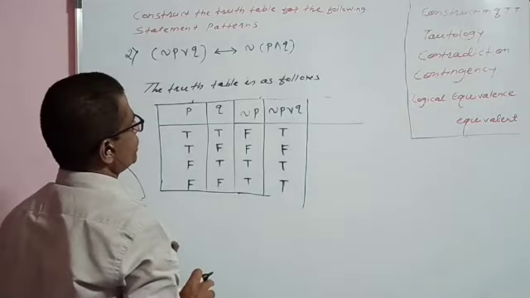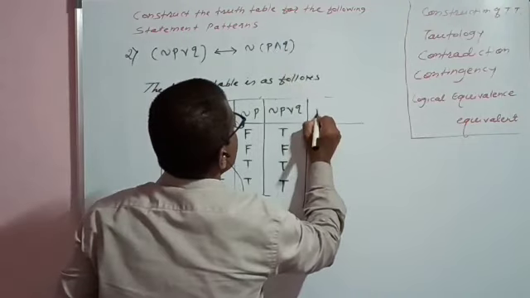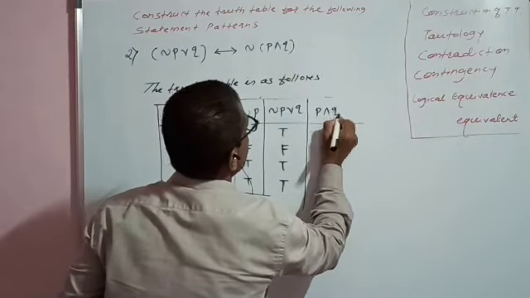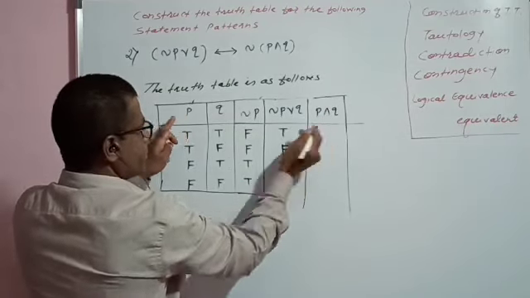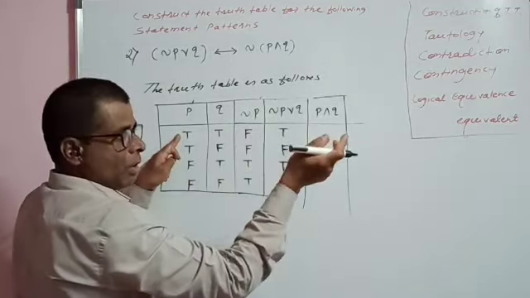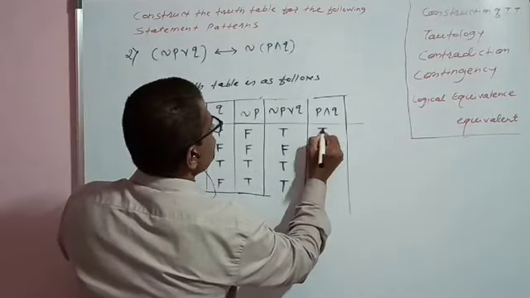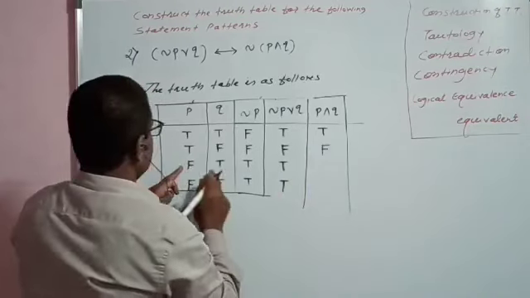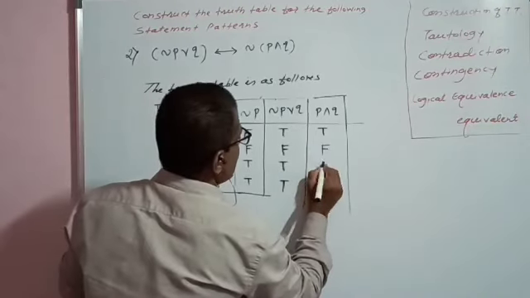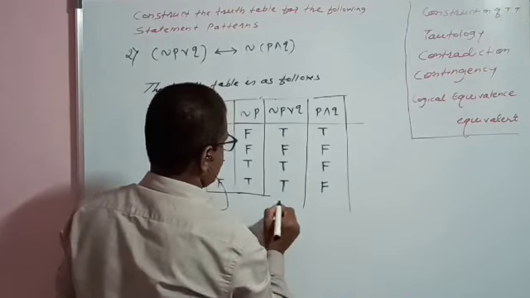Then you have to take the negation of P conjunction Q. First you have to take P conjunction Q, the conjunction of P and Q. The conjunction is true if both are true, and in all other cases it is false. So T conjunction T is T. T conjunction F is F. F conjunction T is F. F conjunction F is also F.